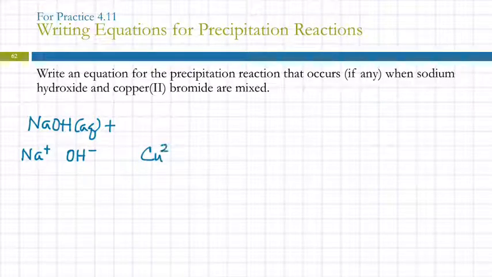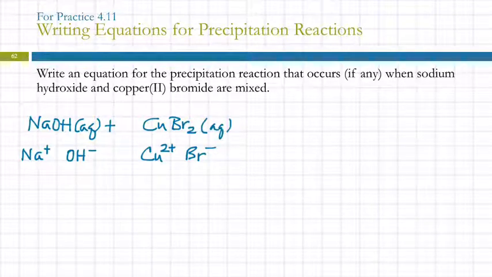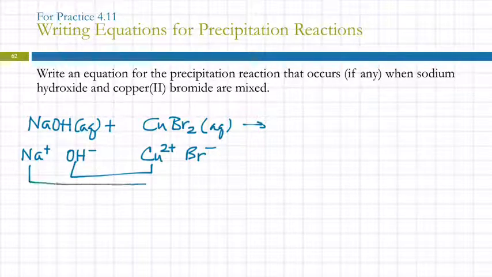So copper 2 is Cu 2 plus. Bromide is Br minus. When I put those together, I need 2 bromides, and that's going to be aqueous as well. I'm leaving a little space here in case there's a reaction and I need to balance it. Now we're going to swap the partners and see what happens. We're going to put copper with hydroxide and sodium with bromide. It doesn't matter which pair you write first, but it's always the positive and then the negative.